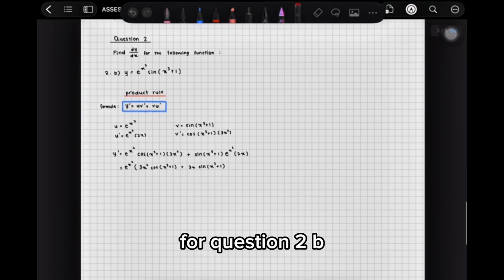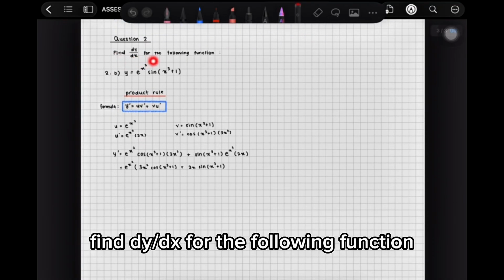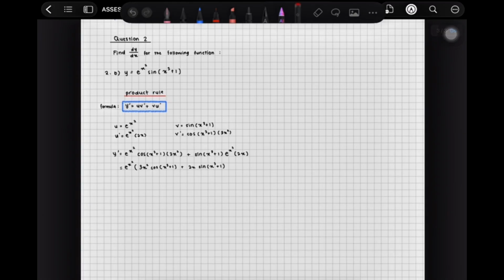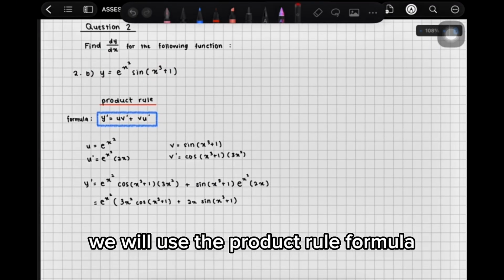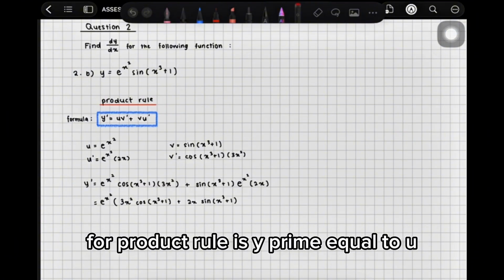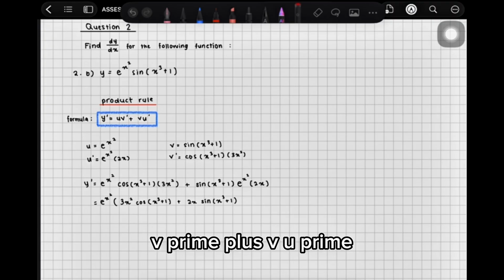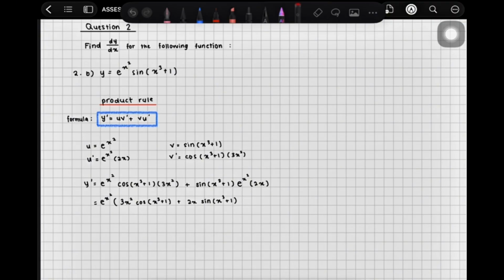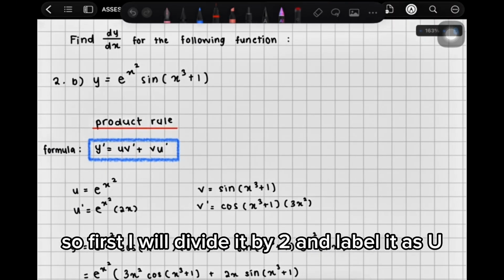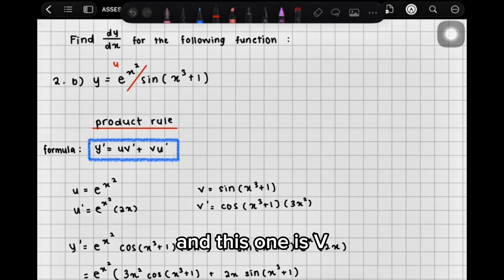For question 2b, find dy over dx for the following function. This is the question for 2b, and for this question, we will use the product rule. The formula for product rule is y prime equals uv prime plus vu prime. So first, I will divide it by 2 and label it as u, and this one is v.